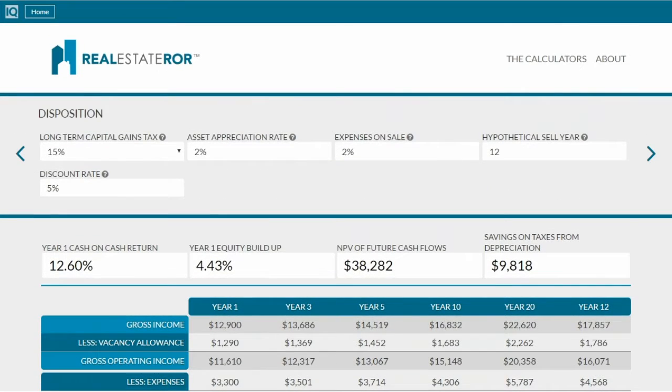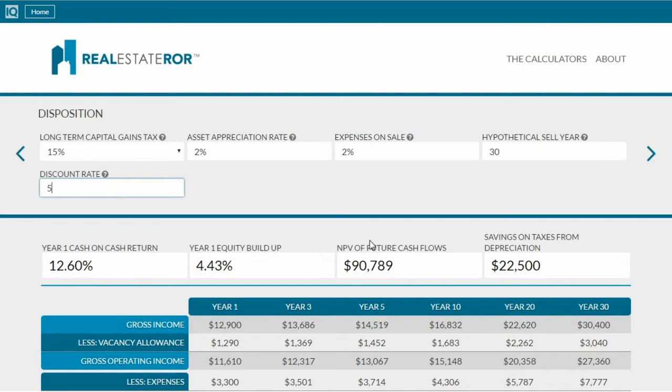Last, you may be wondering what the discount rate field is for. I'm glad this field is here because this is where I enter the rate of return that I require on the property. In other words, my required rate of return. And this isn't just the rate of return I require in year one. This is the rate of return that I need to project over 30 years, or whatever year I enter in the hypothetical sell year field.